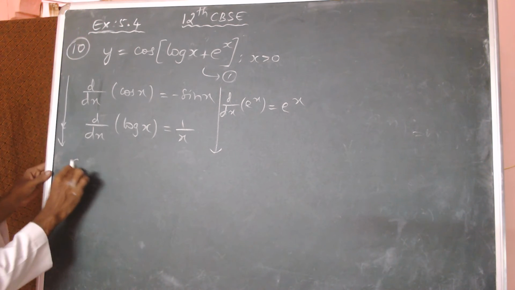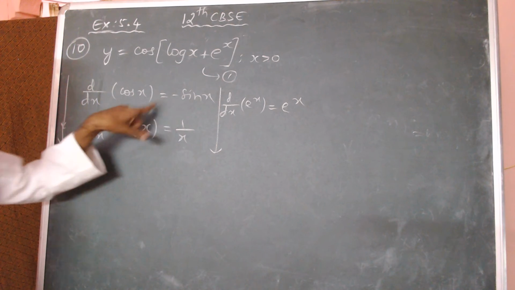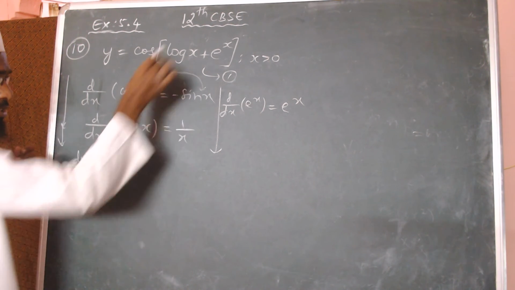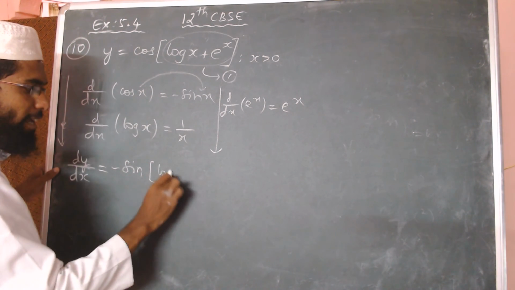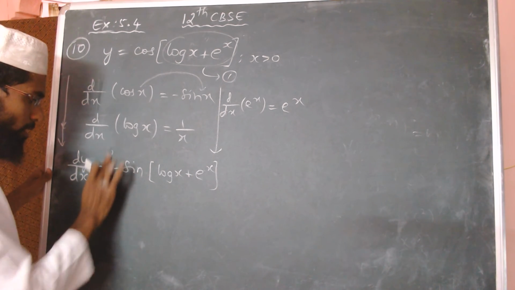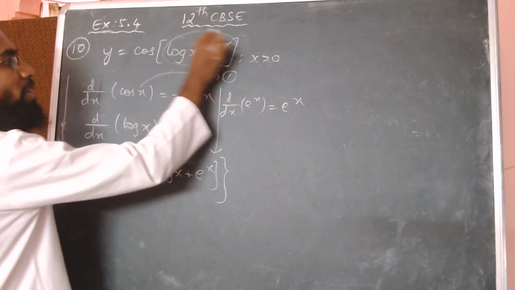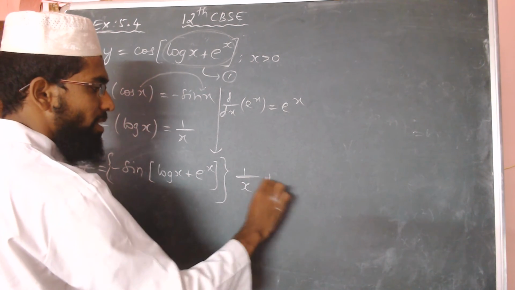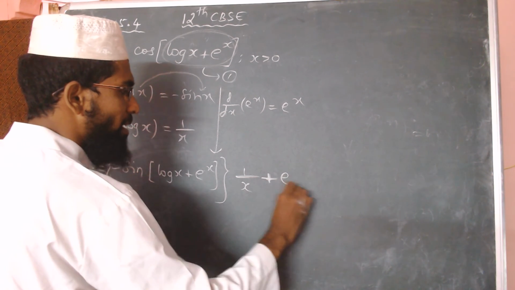On the left hand side, if I differentiate, I get dy by dx equal to, on the right hand side, cos of x is minus sin x, cos y is minus sin y. So cos of anything, whatever is there, we write it here. So minus sin of that entire term, log x plus e power x. Now this circled part I have to differentiate. Derivative of log x is 1 by x, plus the derivative of e power x, which is e power x.